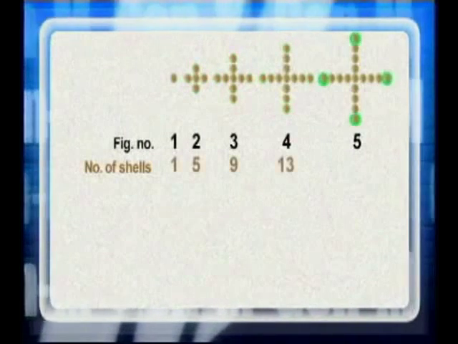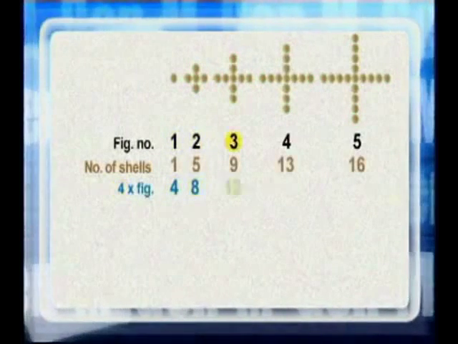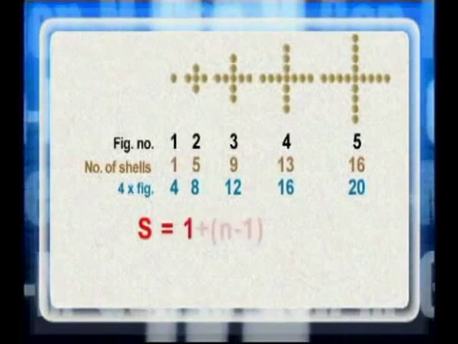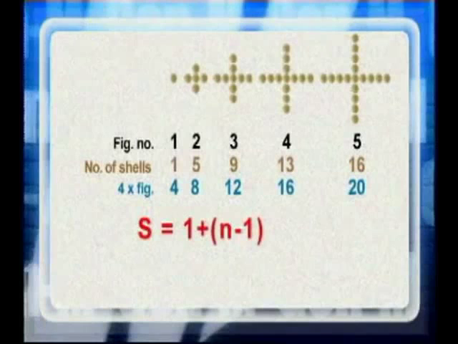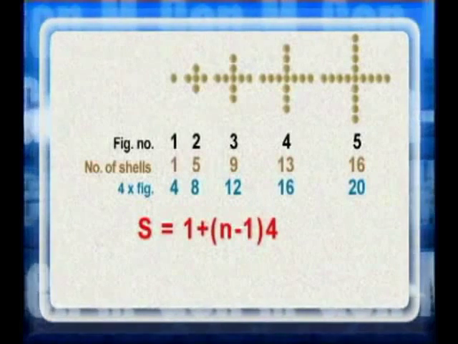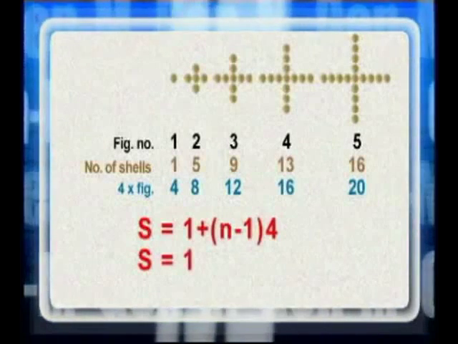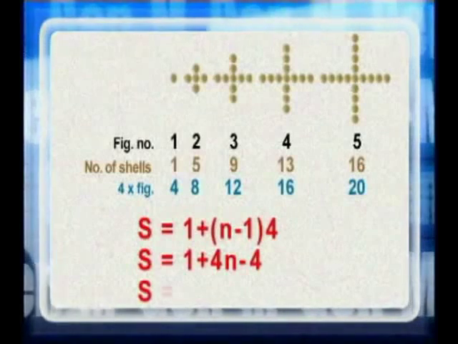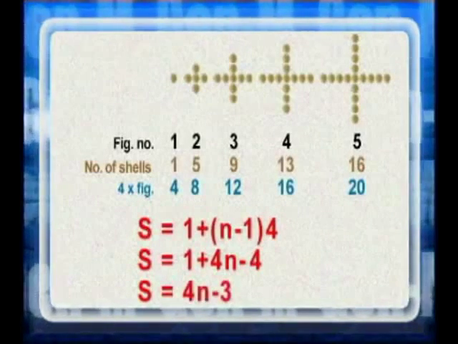But you know, before we move on to the next method, it's best for us to practice again. That's the only way to perfect math. Here, we need to add 4 shells after the first shell. We can say that the number of shells, S, is equal to 1 plus n minus 1 multiplied by 4. To simplify, S is equal to 1 plus 4n minus 4, or 4n minus 3.